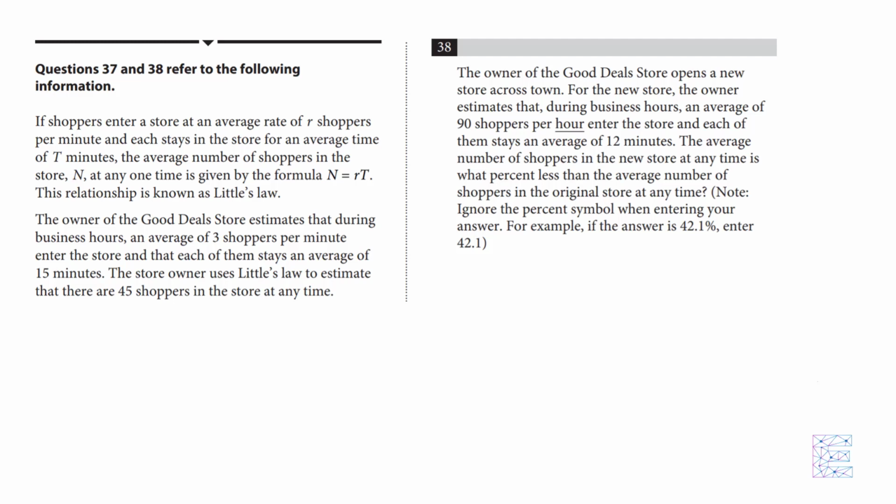If shoppers enter a store at an average rate of R shoppers per minute, and each stays in the store for an average time of T minutes, the average number of shoppers in store N at any one time is given by the formula N equals R times T. This relationship is known as Little's Law.